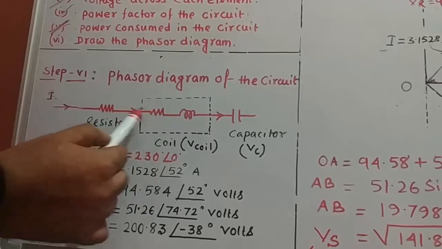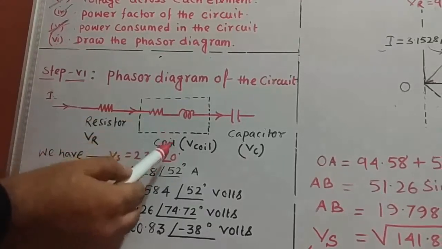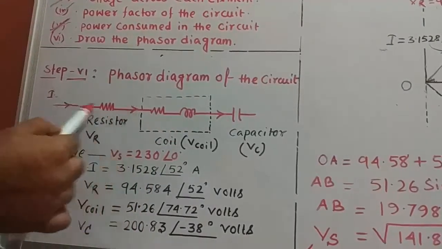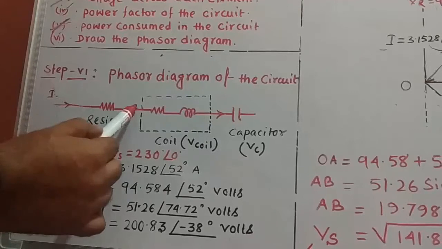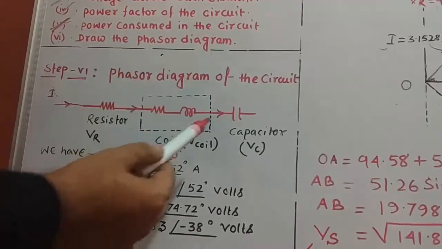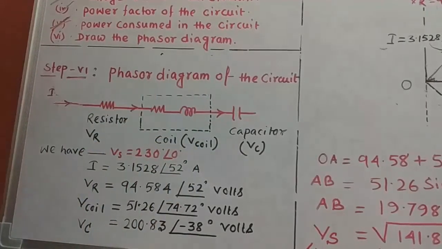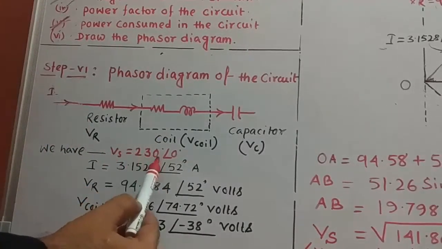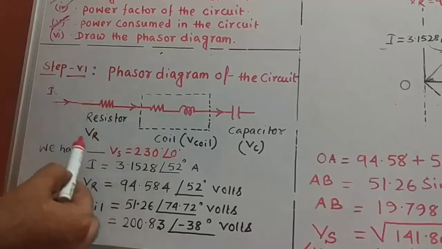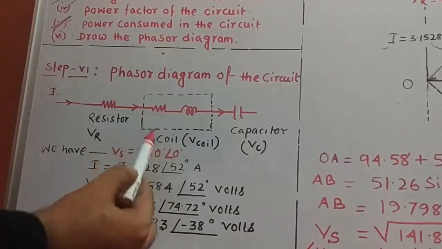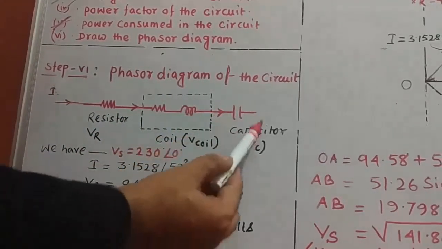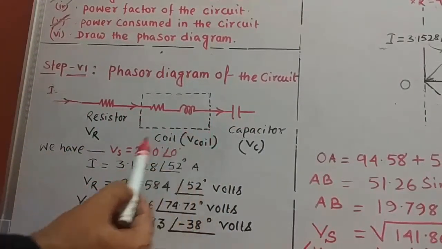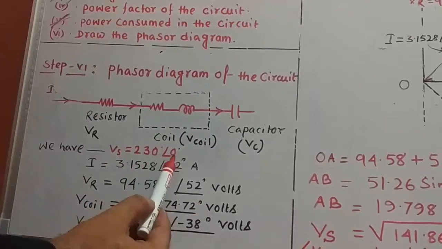Here the current and voltage will have some phase angle difference. That's why I have taken the resistive element. First I will draw the same phase part, then some angle, and then the capacitor voltage. We have Vs, the source voltage, which is the voltage drop across the resistor, the voltage drop across the coil, and the voltage drop across the capacitor. The vector summation of all the voltages should be 230 angle 0.